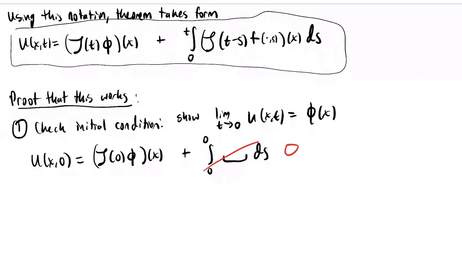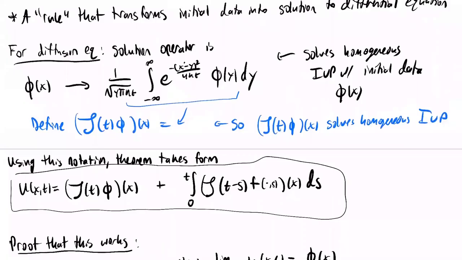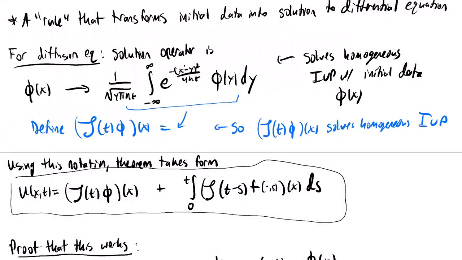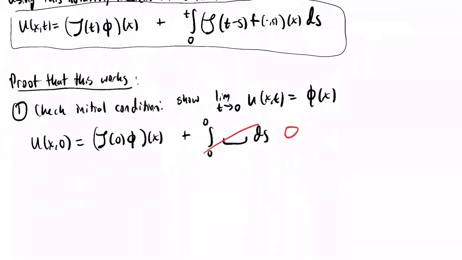And so the first term is just my solution operator to the homogeneous equation. And remember that when t is equal to 0, this is technically where you may have to take a limit rather than just plugging in t equals 0. But when t goes to 0, this approaches phi of x, right? So this is just going to be phi of x. And so this does indeed satisfy the correct initial condition, where if I take the limit as t goes to 0, I get phi of x.